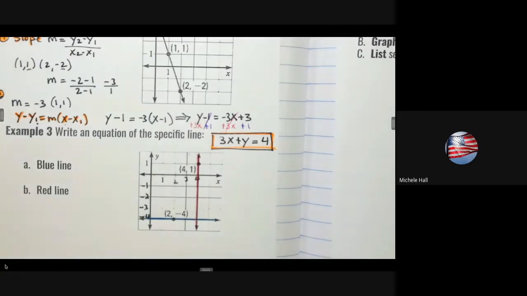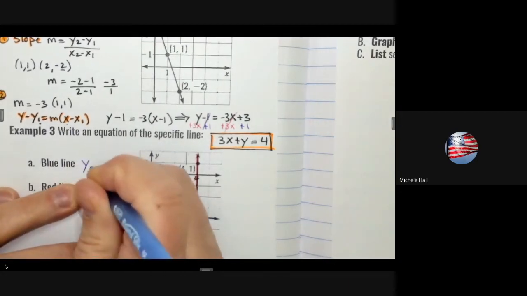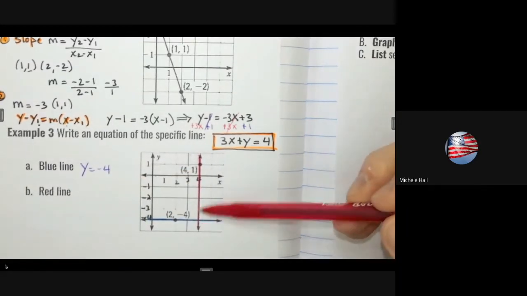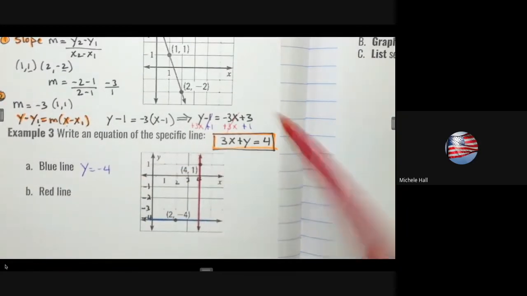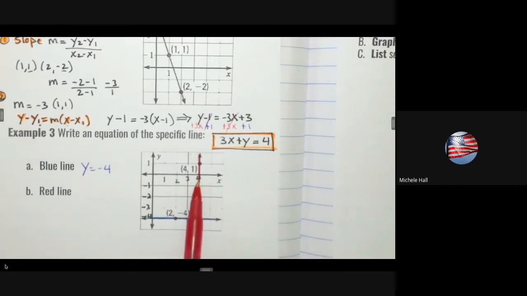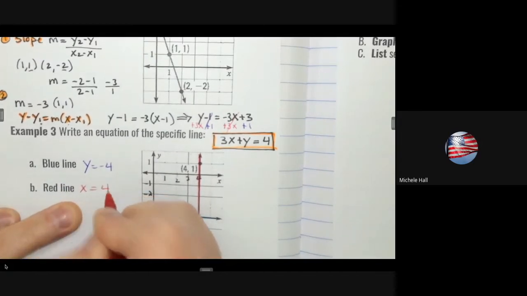The blue line is a horizontal line. It's crossing the y-axis at -4. So that would be the horizontal line, y equals -4. The red line is a vertical line, and it crosses the x-axis at 4. So that would be x equals 4.